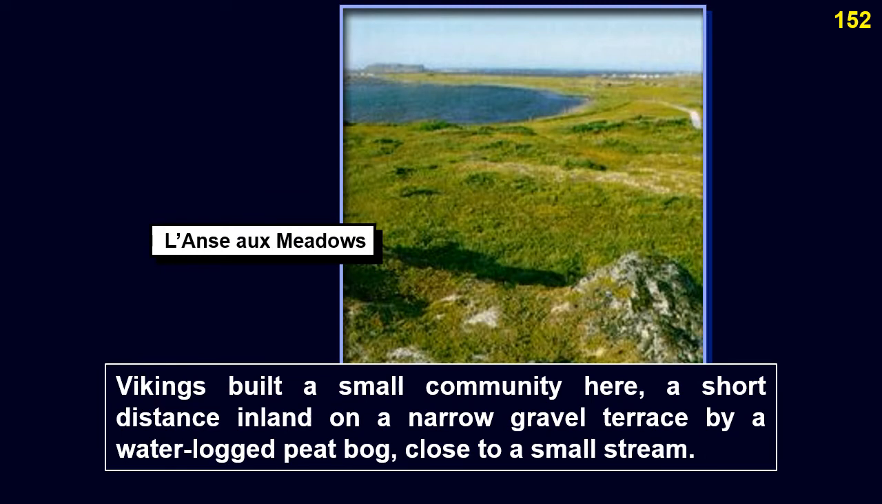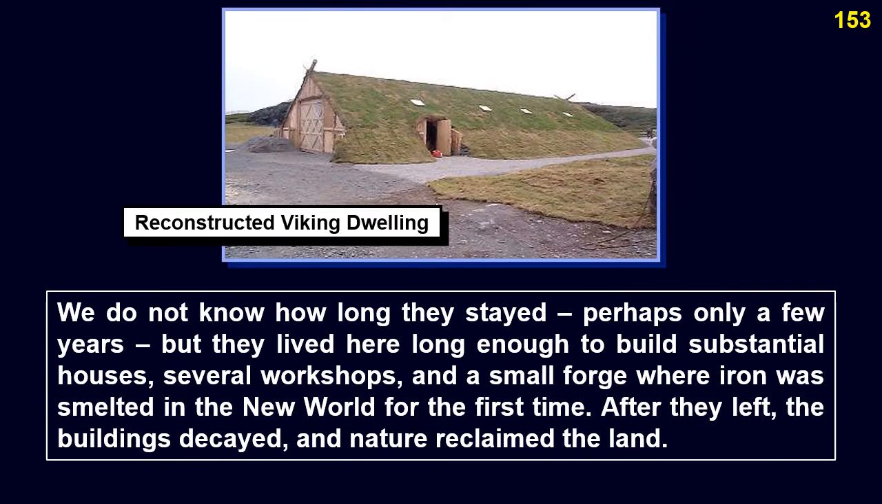Vikings built a small community here, a short distance inland, on a narrow gravel terrace by a waterlogged peat bog, close to a small stream. We do not know how long they stayed, perhaps only a few years, but they lived here long enough to build substantial houses, several workshops, and a small forge where iron was smelted in the New World for the first time. After they left, the buildings decayed, and nature reclaimed the land.